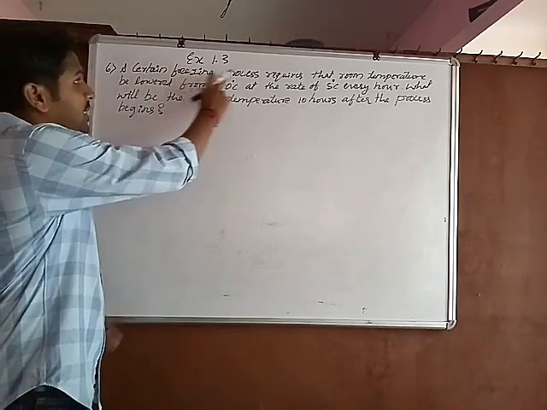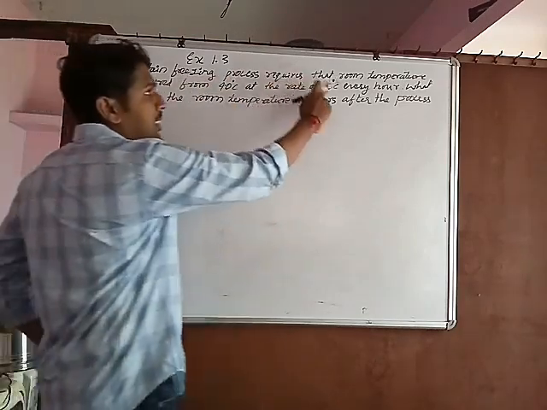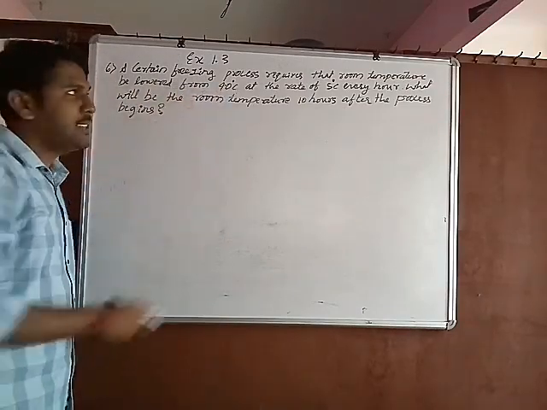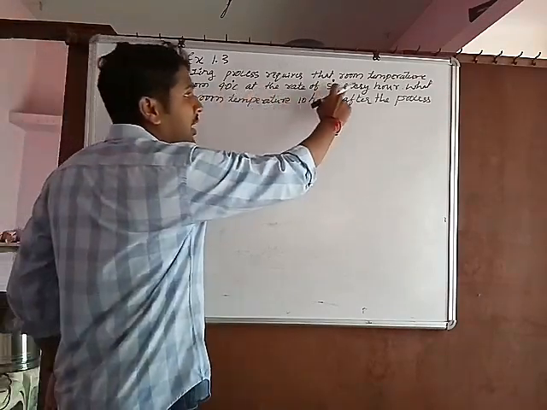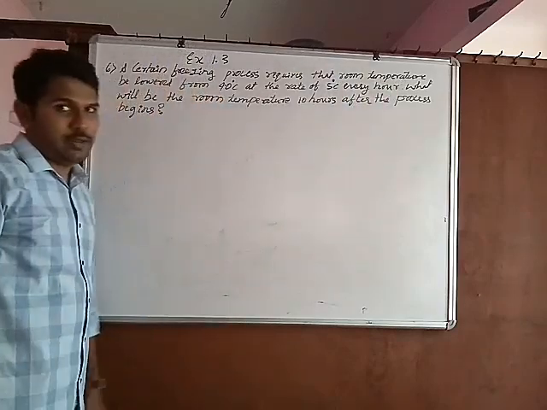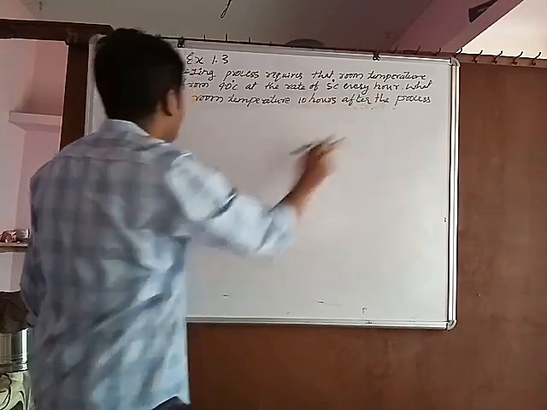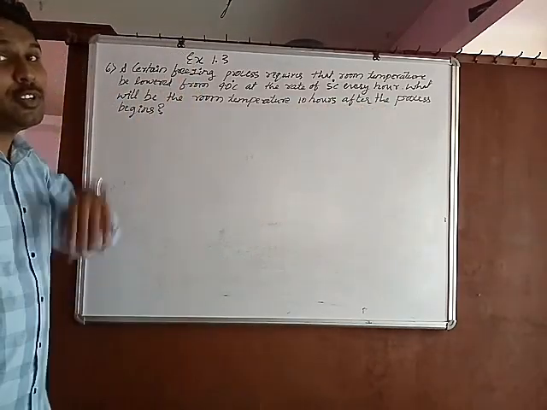A certain freezing process requires that room temperature be lowered from 40 degrees Celsius at the rate of 5 degrees Celsius every hour. What will be the room temperature 10 hours after the process begins? So how to solve this one?